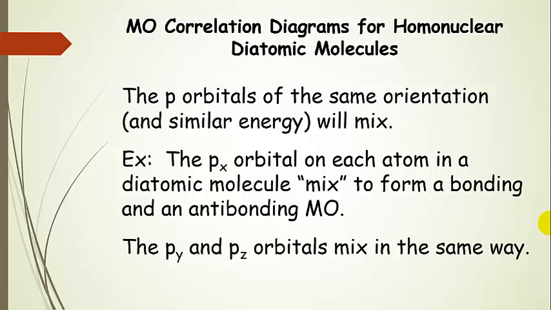So, for example, the px orbital on each atom in a diatomic molecule will mix to form a bonding and an antibonding MO. So you mix two atomic orbitals, you get two molecular orbitals back out, a bonding and an antibonding. The py and the pz orbitals also mix in the same way, so py mixes with py and pz mixes with pz.